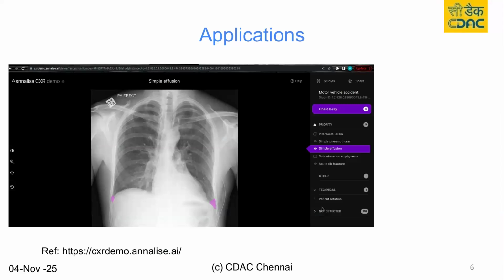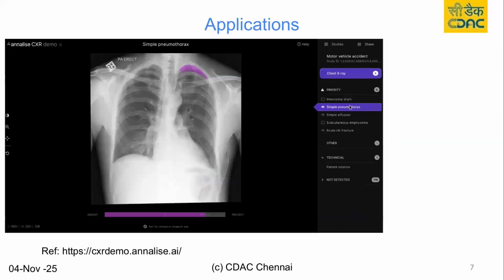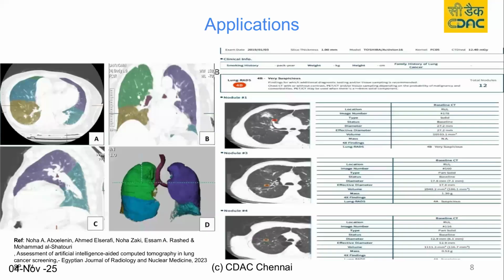Some of the existing systems, like CXR demo, analyze.ai, are tools where we can see effusion detection, and the disease region in the X-ray is also detected. Similarly, pneumothorax. The pneumothorax disease is in this region, so that is also being detected, and it also tells a percentage of probability, maybe around 80 percent probability that this disease is present. That is what the AI engine believes. That is also told by today's computer-aided chest X-ray detection engines.